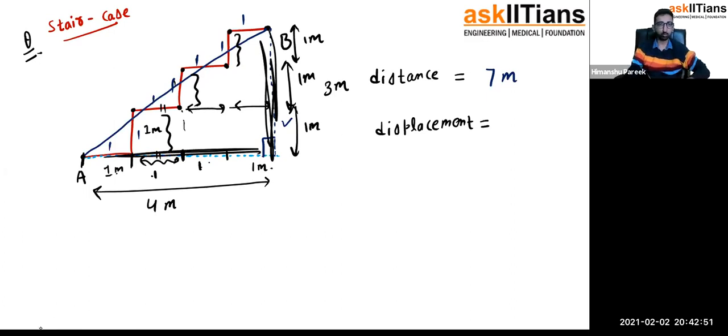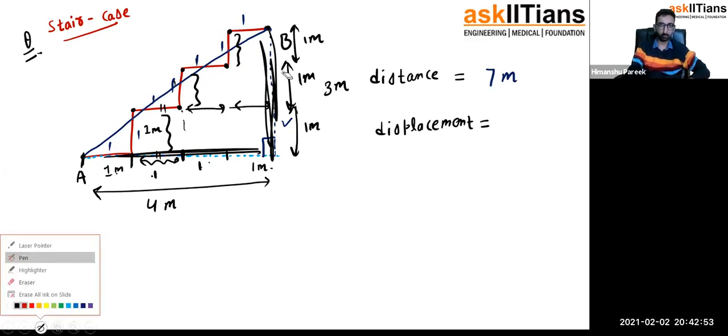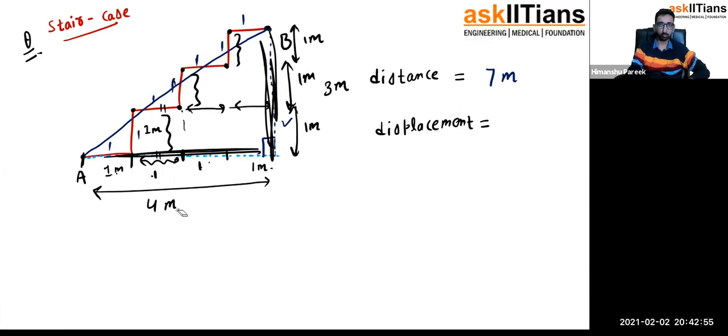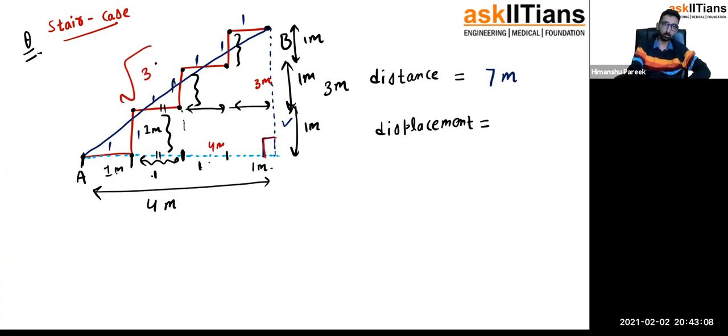And now you know what to do. What you have to do now? You just have to apply Pythagoras theorem. This is 3 meter. This is 4 meter. It's a right angle triangle. This will be square root of 3 square plus 4 square, which would be equal to 25, and that is equal to 5 meters. So the displacement answer is 5 meters.